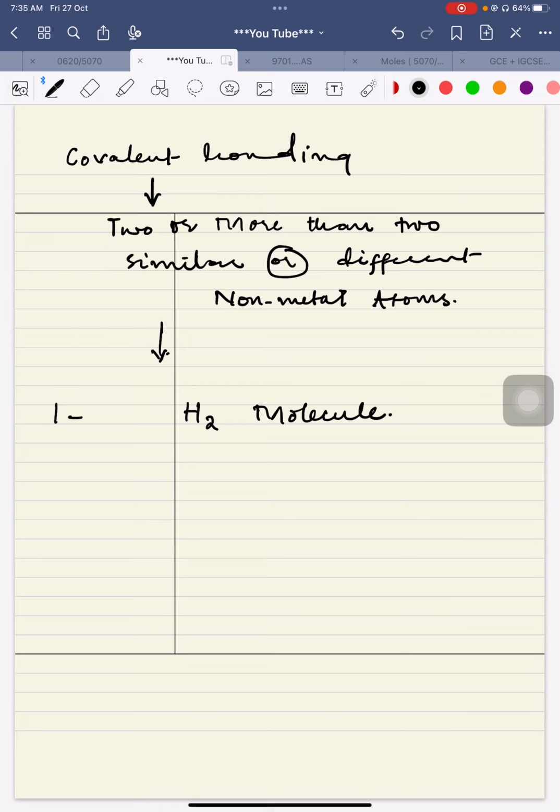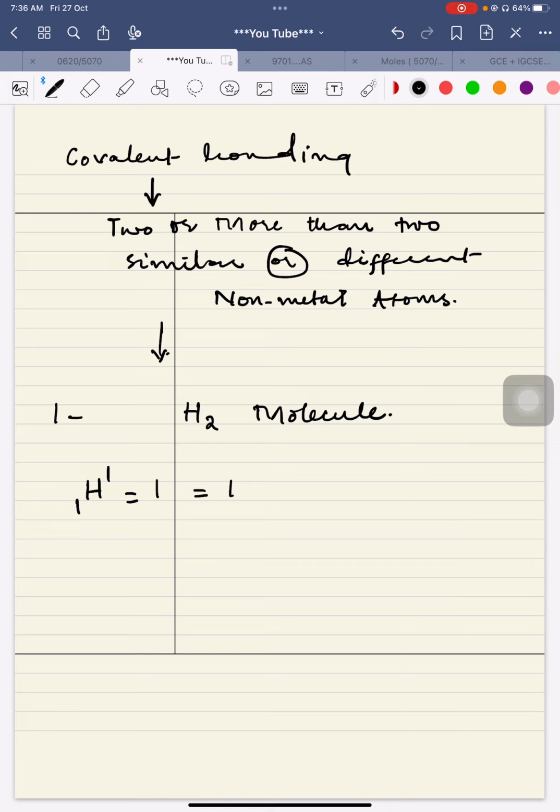Okay, so let's see. Hydrogen has this information in the periodic table, which is telling you that hydrogen has an atomic number of 1. So what will be the electronic configuration? It will be 1 as well. How many electrons should be in the outermost shell of hydrogen? There should be 2 electrons in the outermost shell of hydrogen.